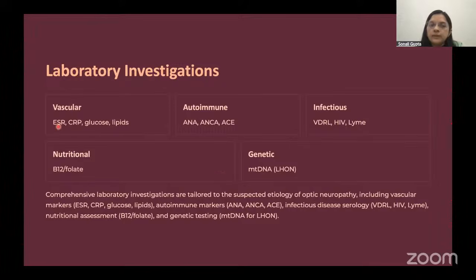Other bloods: ESR, CRP, glucose, lipids, especially for the vascular AION and NAION causes. If we are suspecting autoimmune conditions, then ANA, ANCA, and serum ACE for sarcoid, if associated uveitis or 7th nerve palsy is there. Infectious causes are ruled out with VDRL, HIV, Lyme, and nutritional causes with B12 and folate. If we are suspecting a mitochondrial inheritance, a Leber's optic neuropathy-like picture, then we can send for genetic testing to pick up the specific gene causes.